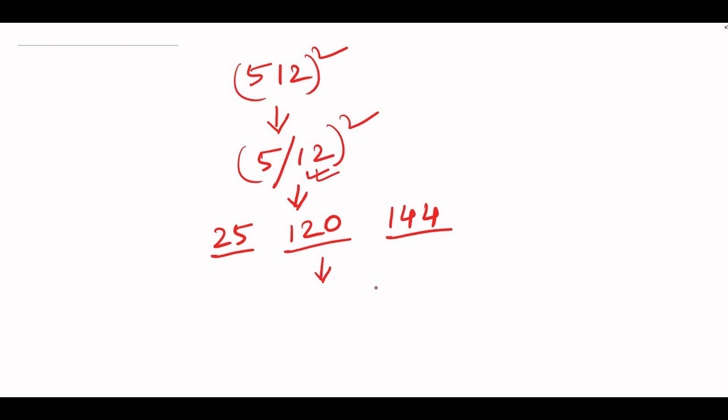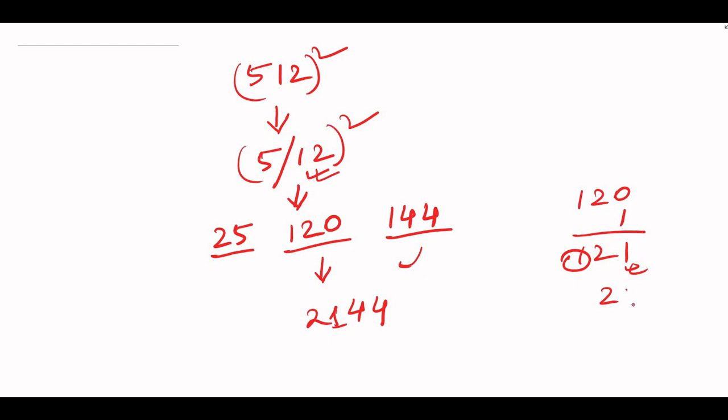So in the final step we will be considering 2 digits at a time from the right hand side. So from 144, 44 will come, 1 will be in hand, that will get added to 120, that becomes 121. So 21 will come here and 1 will be there, right? And this 1 will get added to 25, that becomes 26. So this is our result for 512 square.